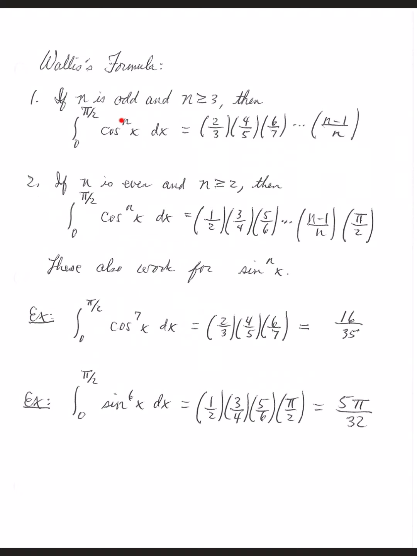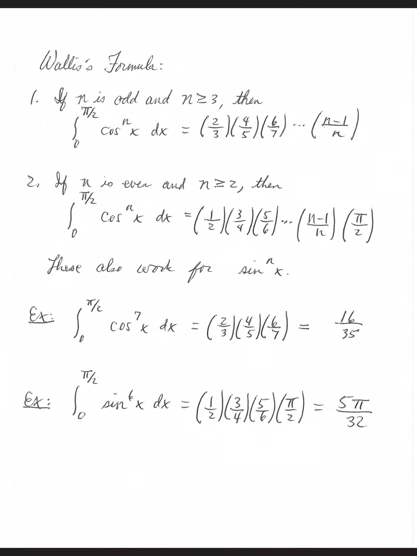Whatever the power is, like in our first example, we have cosine to the 7th power. That's your n value. And what that tells you is you'll slowly build fractions starting with 2/3, and that's because 7 is odd. We're looking at the first expansion. 2/3 times 4/5 times 6/7, but the number in your exponent is the last number you'll write down. Once you reach this number, you quit expanding. The product of these three fractions reduced is 16 over 35.